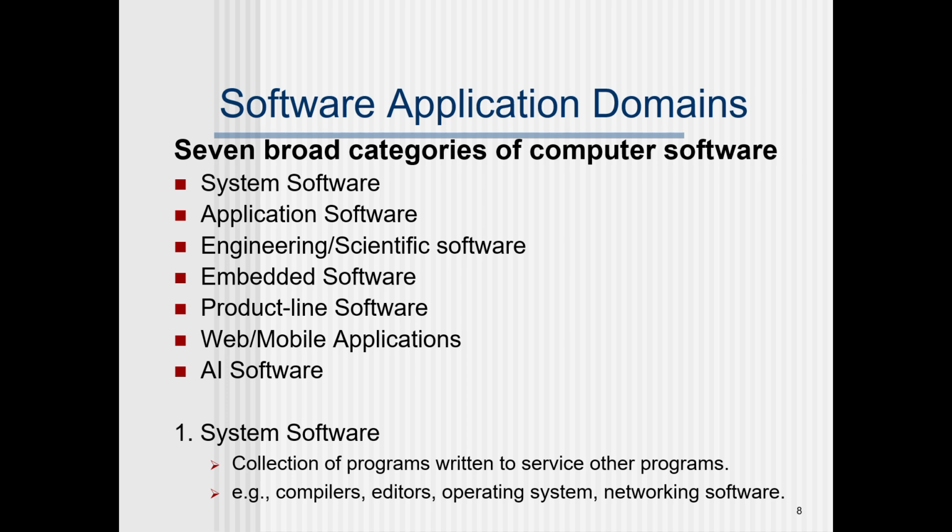Now, software application domains. There are basically seven types of software. Generally, when you study operating systems, you will come across only two types of software: system software and application software. But in reality, we actually have seven types of software. One is system software, which means compilers, editors, operating systems, all those things; a collection of programs written to service other programs.